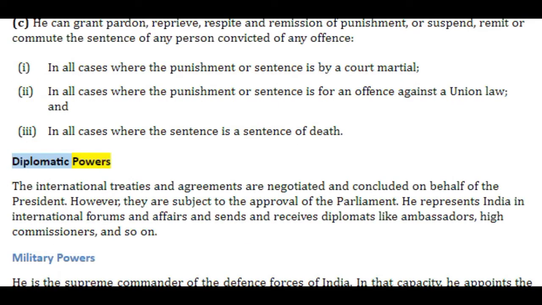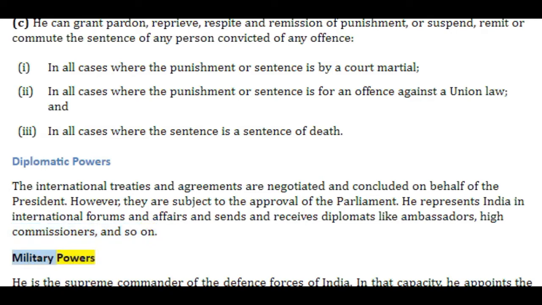Diplomatic powers. The international treaties and agreements are negotiated and concluded on behalf of the President. However, they are subject to the approval of the Parliament. He represents India in international forums and affairs and sends and receives diplomats like ambassadors, high commissioners, and so on.